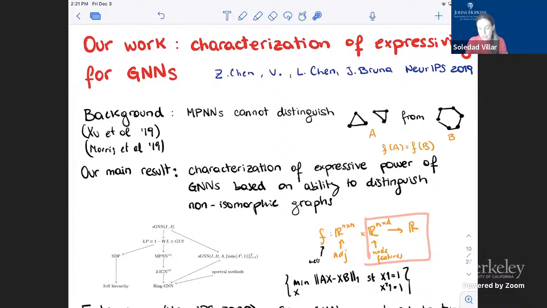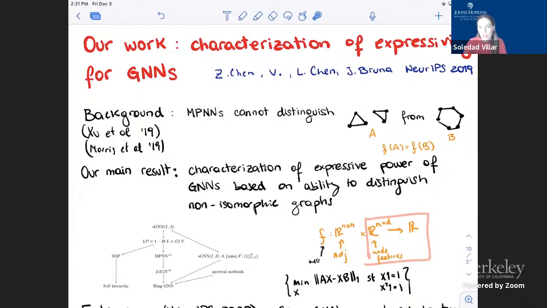Basically the characterization says that two graphs can be distinguished by message passing neural networks if and only if they can be distinguished by the linear programming relaxation of the graph isomorphism problem, which is basically the optimization in the Birkhoff polytope. So if you implement this naively, then you get something that is very trivial.